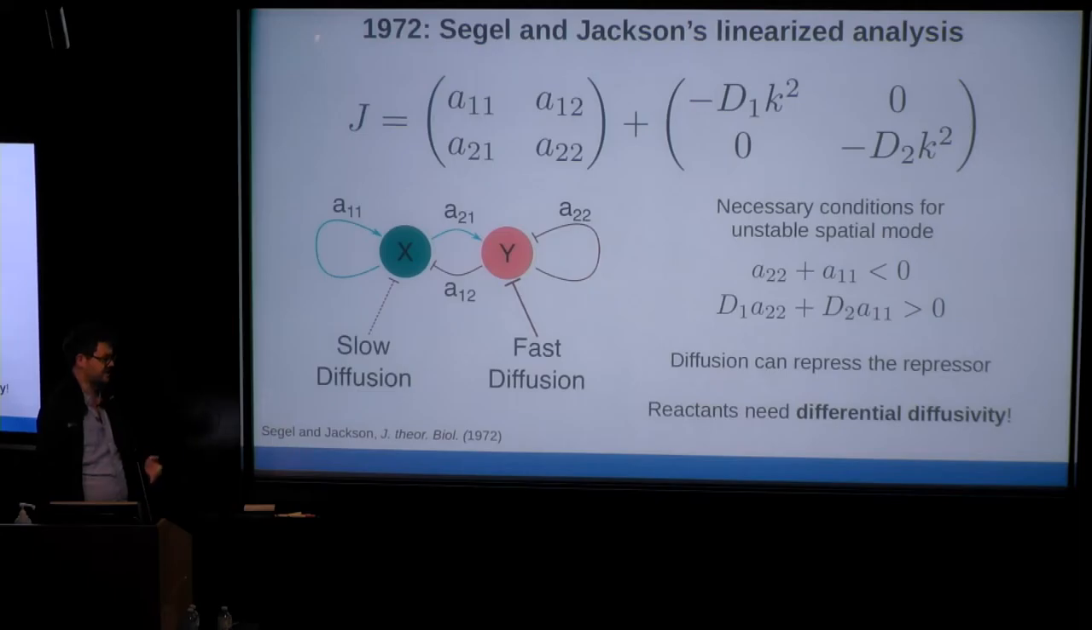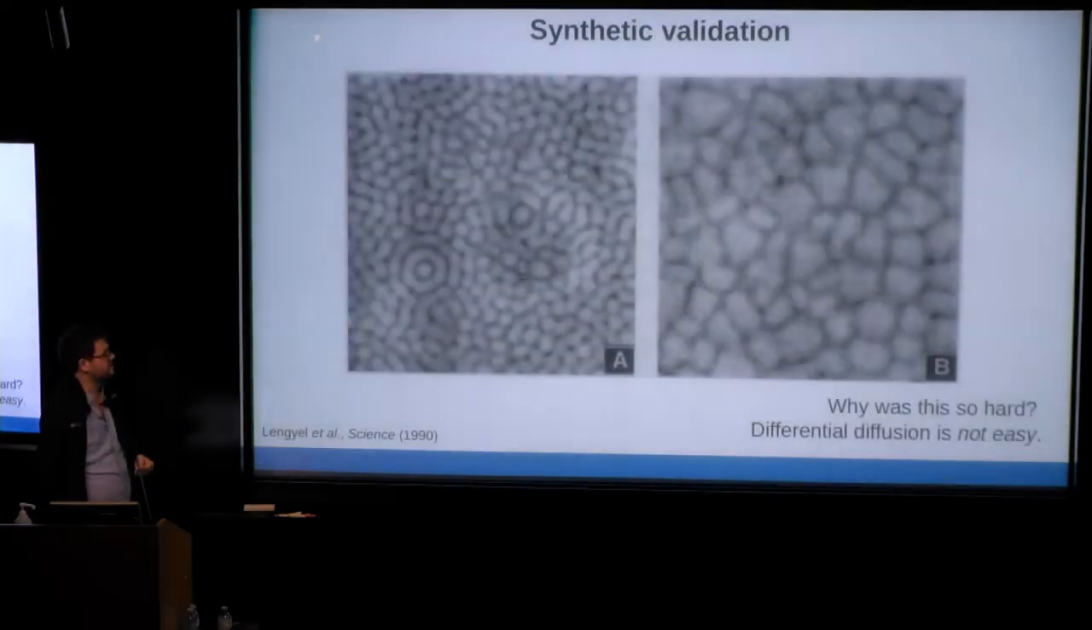It's this idea that you need differential diffusivity in order to establish pattern formation in a Turing-style system. And so it's actually pretty amazing. Even though this was done in the 70s, it wasn't until the early 90s that people actually managed to get one of these to work. This is one of the very first studies where they had a synthetic Turing system. And it's beautiful, the patterns that they form.